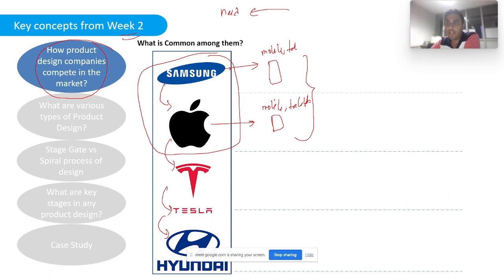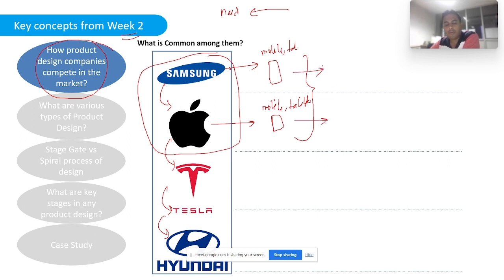Sorry for the interruption. Yeah, please. I believe they are competing because they are approaching different kinds of users. Someone likes minimalist design, someone likes budget electronics. So they have different niches of users, and that's why they are competing, and we have a lot of companies in the market. Okay, you are right.